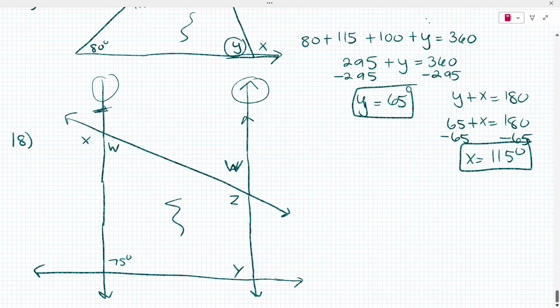So we can't do the alternate interior, alternate exterior, right? So we can say these lines are not parallel.